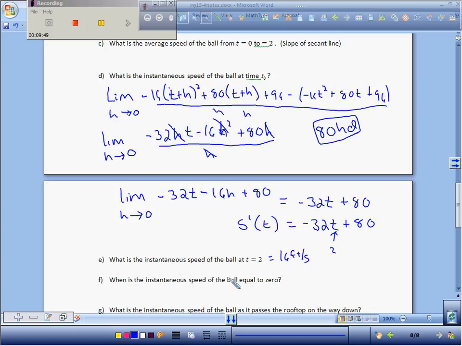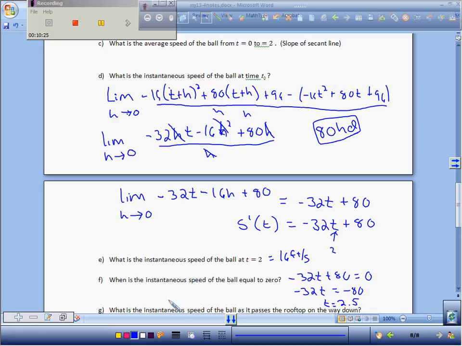Feet per second. And then the next question says, when is the instantaneous speed of the ball 0? So what do you think I do with that rate of change? Set that equal to 0, and you get negative 32t equals negative 80. And if I divide negative 80 by negative 32, I think I get t is equal to 2.5 seconds.